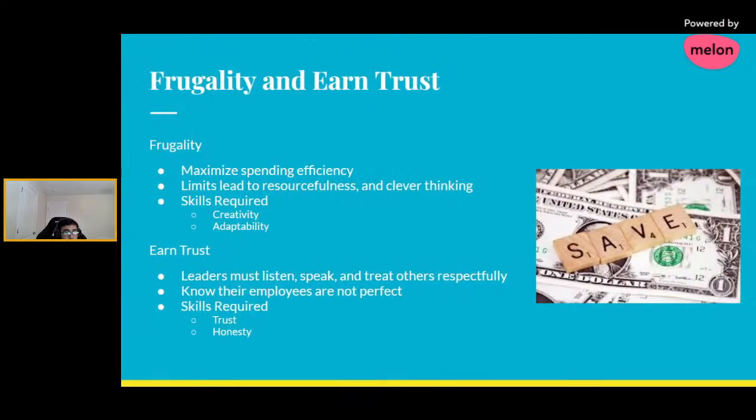Frugality and earning trust. So frugality is where you maximize your spending efficiency, and limits lead to resourcefulness and clever thinking. The skills required for this are creativity and adaptability. For earning trust, leaders must listen, speak, and treat others respectfully. They must know that their employees are imperfect, and the skills required for this are trust and honesty.